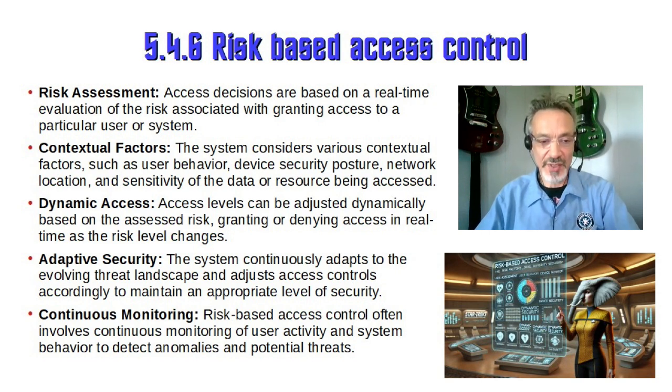Risk assessment. In this model, access decisions are based on real-time evaluation of the risk associated with granting access to a specific user or system. This means that rather than using fixed rules, such as this IP is always allowed to get there, the system continuously evaluates the situation to determine the appropriate access level. Contextual factors. Several factors influence the risk assessment, including user behavior, device security, network location, and the sensitivity of data being accessed.